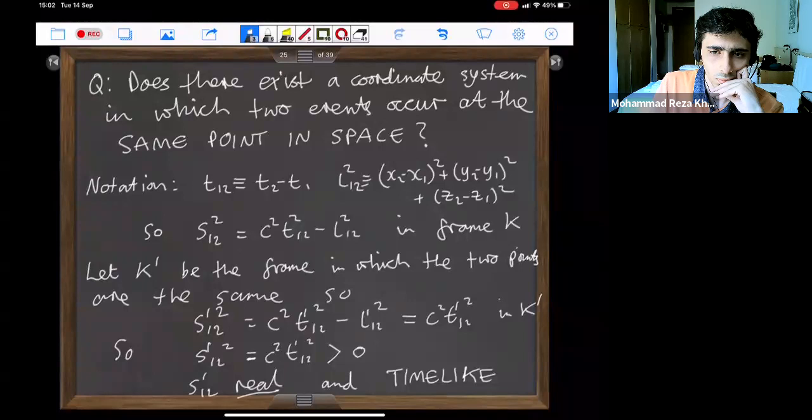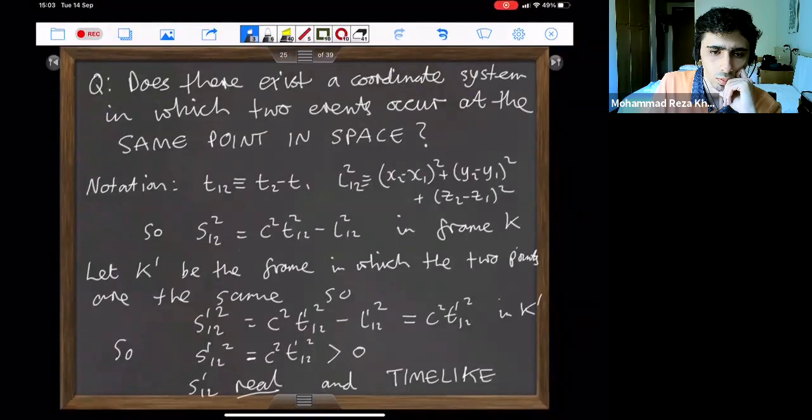So they're at the same point in space, but different points in time. Okay. So we introduce some notation. T12 is the difference between the two times which separate the events, and L12 squared is the sum of squares of the differences between the positions. So in one frame K, for example, we can write S12 squared is c squared T12 squared minus L12 squared.